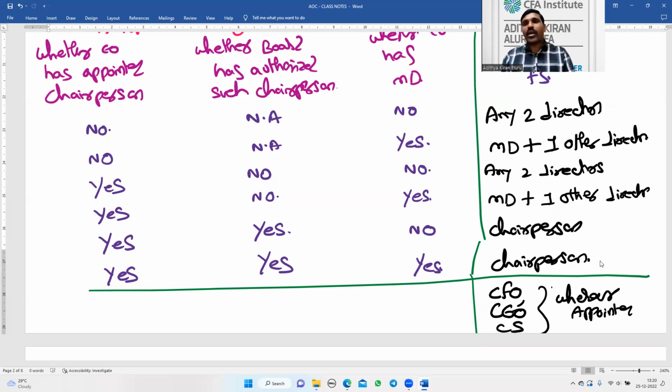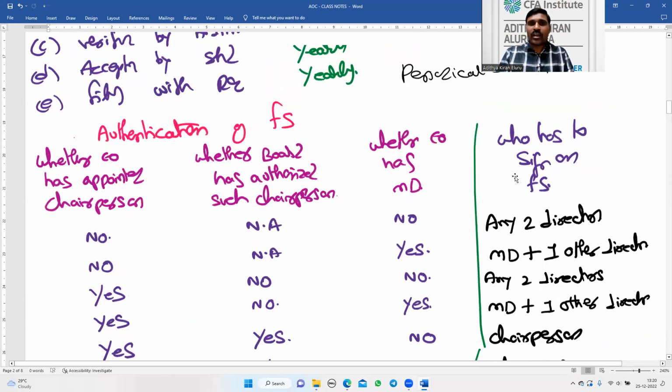If the company has appointed a CFO, he will sign. If the company has appointed a CEO, he will sign. If the company has appointed a company secretary, he will sign. If they have not appointed, we will leave it. Just stick on to the above: two directors, chairperson, managing director. If at all the company has appointed any of these persons, CFO, CEO or CS, then they have to sign. Otherwise, we'll ignore it and just stick on to the first entity.